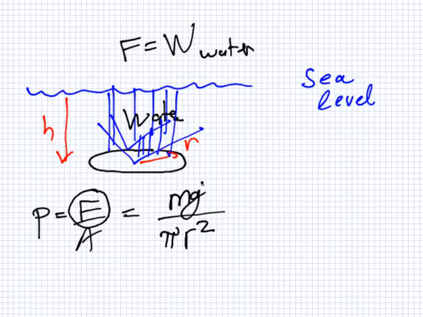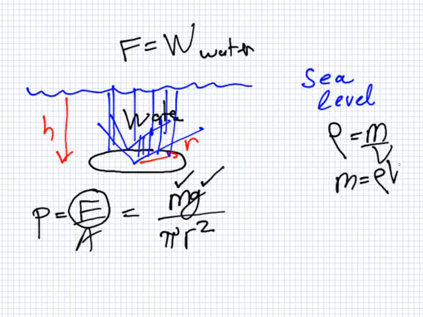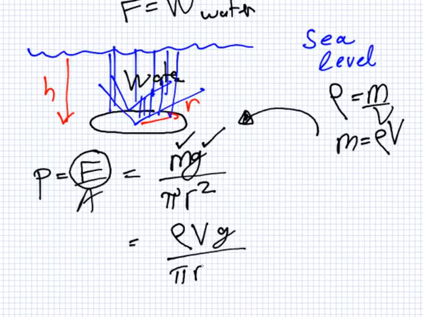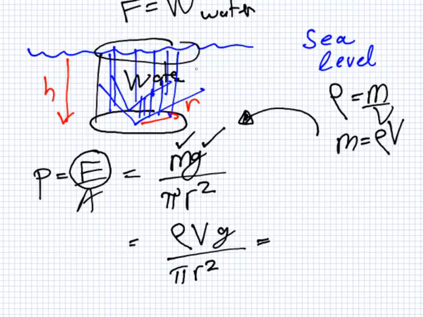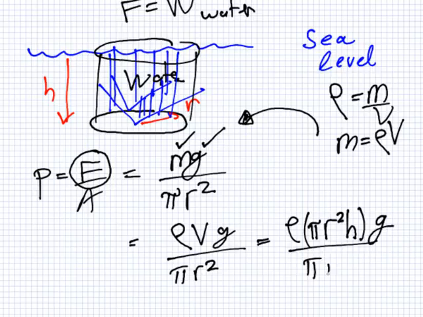Do we know g? We do. Do we know m? We don't. So I have density is mass over volume. So mass is density multiplied by volume. So I can put that in. And I get density times volume times g over pi r squared. What's the volume? Pi r squared h. That's the volume of the water times g over pi r squared.